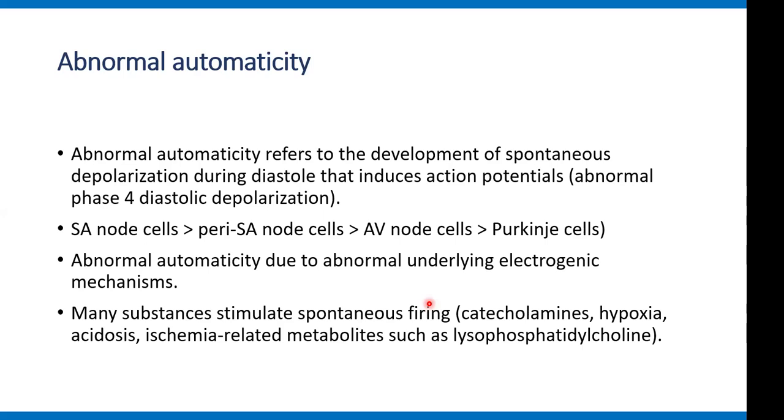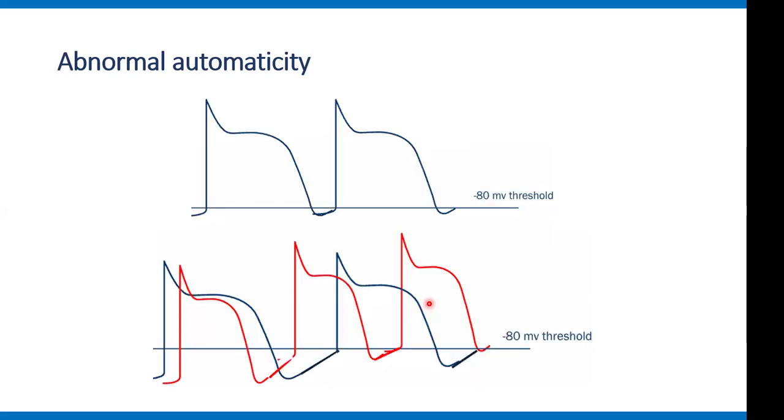Okay. And that can be because of abnormality in the mechanisms that maintain the membrane potential. Some people have a mutation in the funny currents, which can lead to what? Abnormal automaticity happening. So that is possible. On the other hand, some substances can also stimulate spontaneous firing. And I mentioned norepinephrine or the sympathetic system in terms of the SA node. So catecholamines can do that. Hypoxia and acidosis can also do that. So these are substances that can stimulate what? Abnormal automaticity.